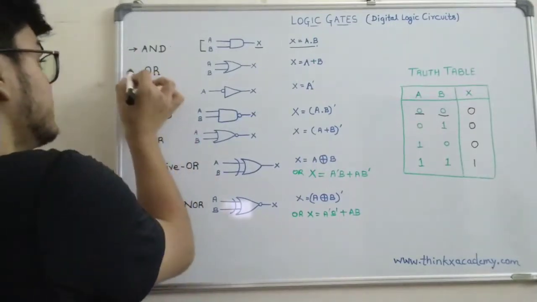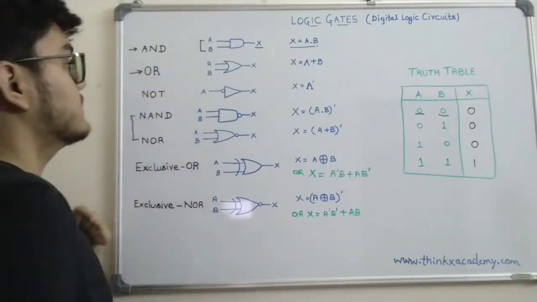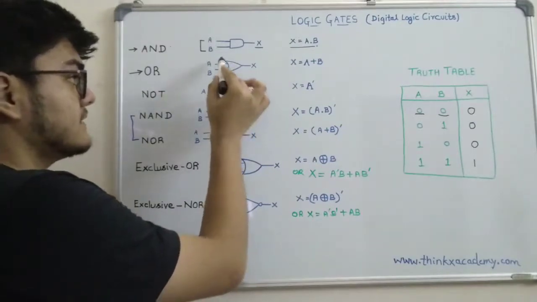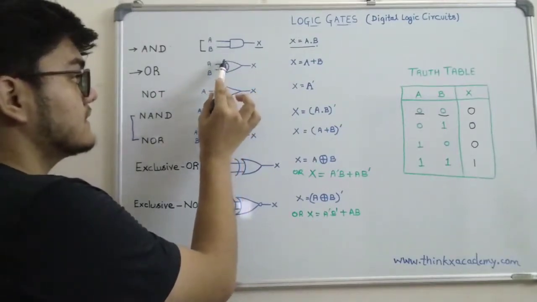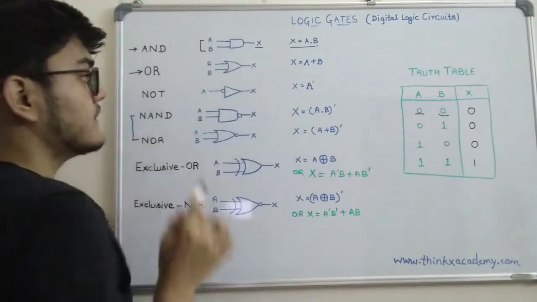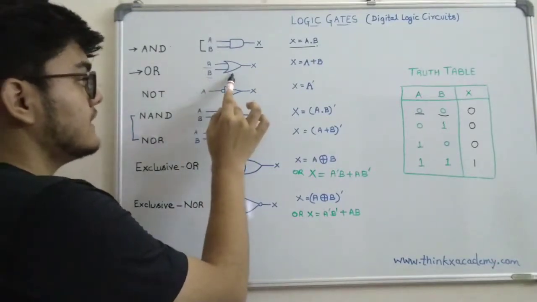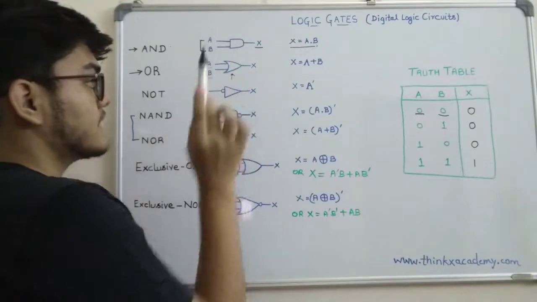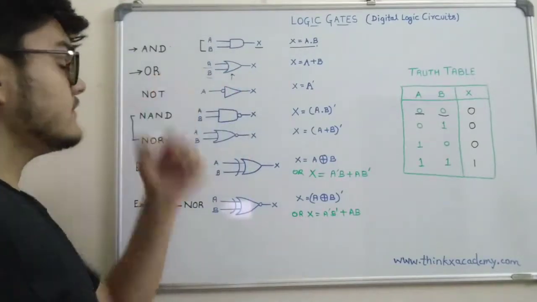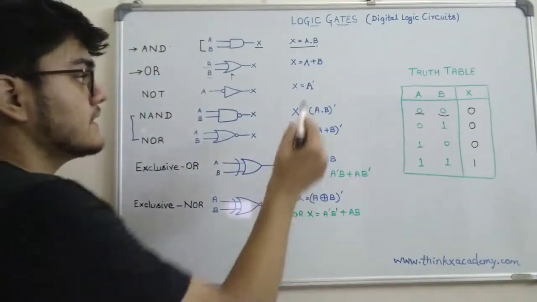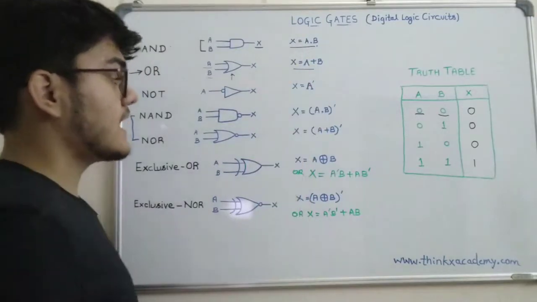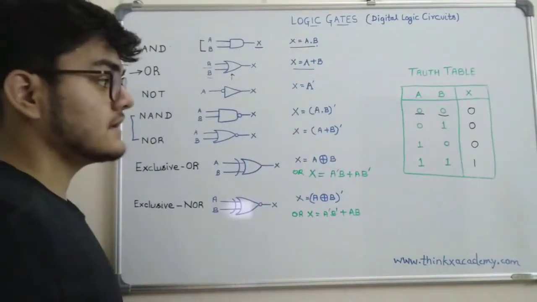The next one is the OR gate. The representation of the OR gate is like this. It has a curved line, and then a structure like this. Again we will pass two inputs to this OR gate, and it will give us an output. The OR gate is represented algebraically as X equals A plus B.